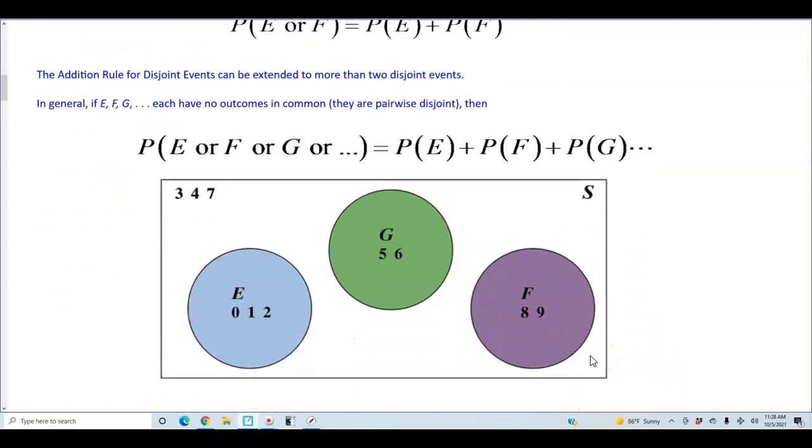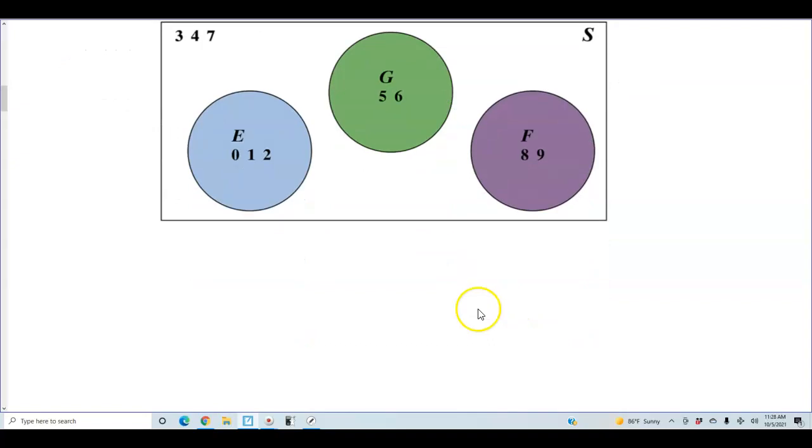So if we take a look at this here, again, here's the sample space, and we're going from 0 to 9, which means we still have 10 numbers in there. Now we have 3 events. Event E has 0, 1, and 2. Event G has 5 and 6. And event F has 8 and 9. And the sample space outside that is 3, 4, and 7. So there's 3 outcomes in event E. There's 2 outcomes in G and 2 outcomes in F.